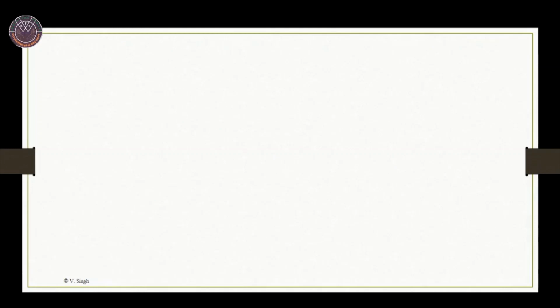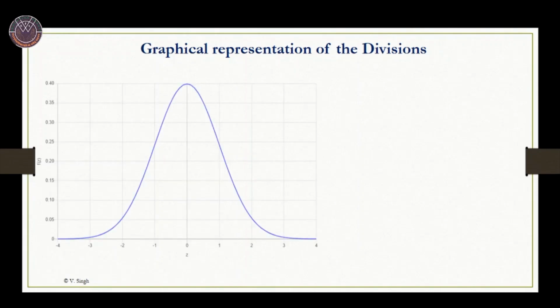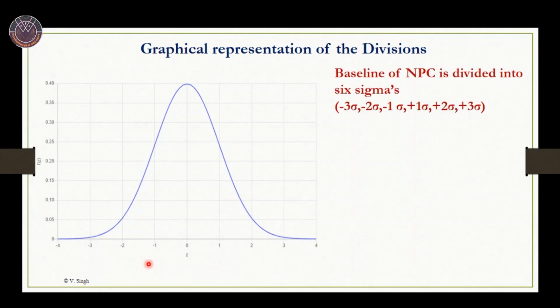To solve this problem, first we need to graphically represent these divisions. So first we'll see how these 5 divisions can be represented in the normal distribution curve. This is the normal distribution curve, as we have already seen. And we know that this baseline is divided into 6 sigmas.